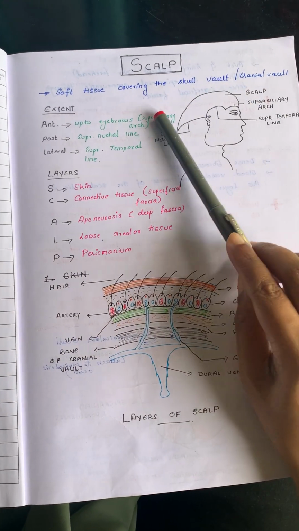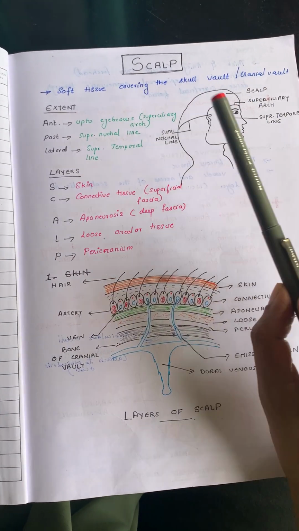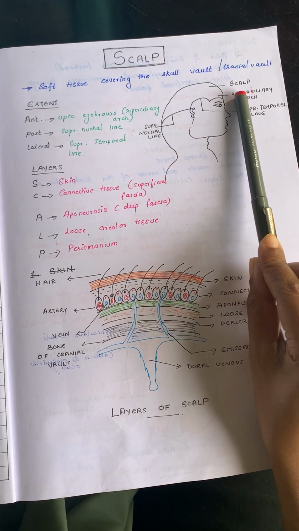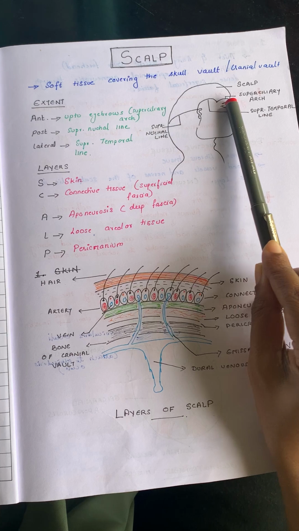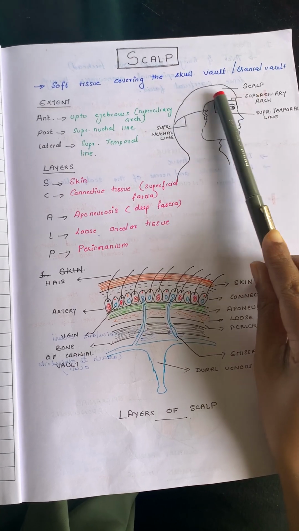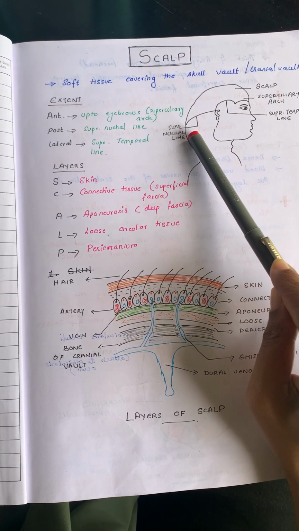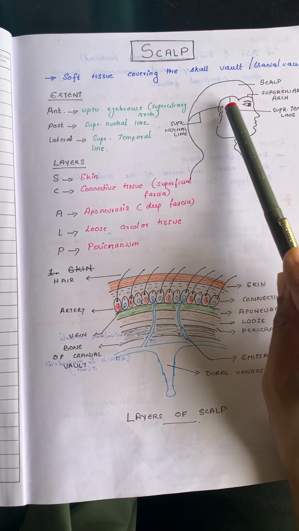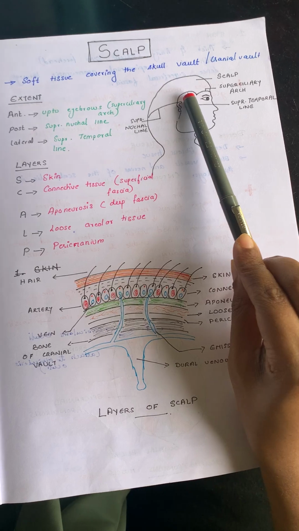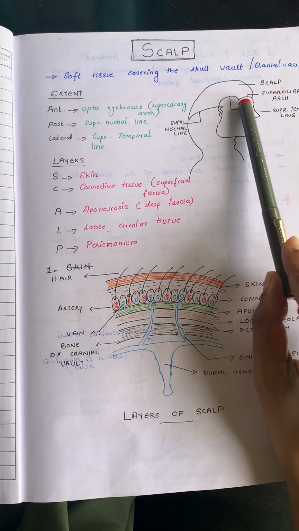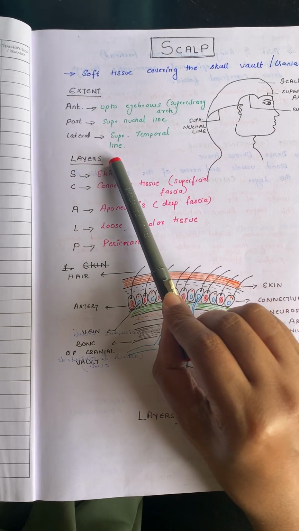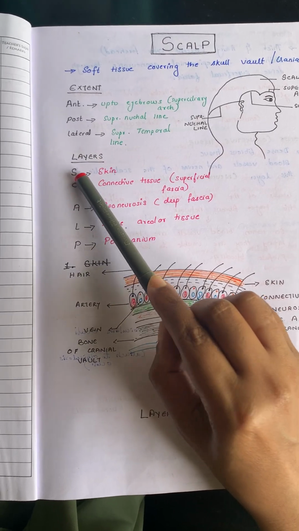If you look at this picture, we can see that it extends anteriorly up to the superciliary arch, that is up to the eyebrows, and posteriorly it extends up to the superior nuchal line, and laterally it extends up to the superior temporal line. Now moving on to the layers, it is often remembered by the mnemonic SCALP.